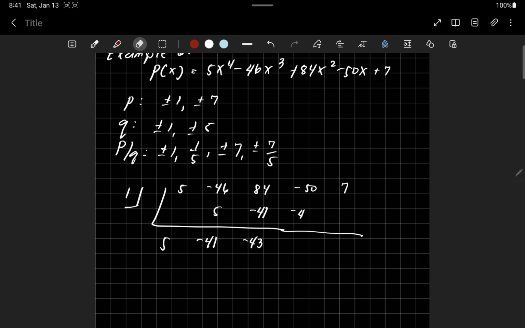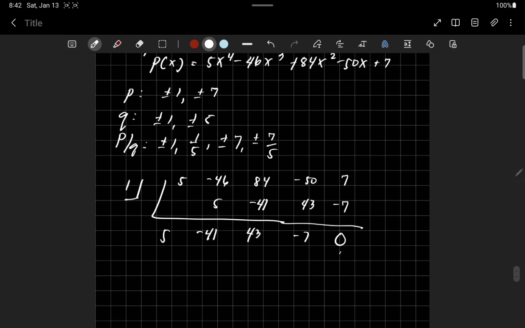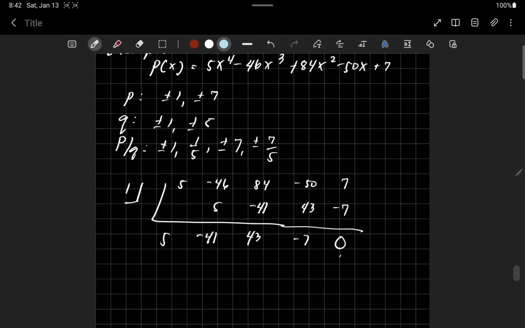84 plus negative 41 is positive 43. And 43 times 1 is 43. Negative 50 plus 43 is negative 7. Negative 7 times 1 is negative 7. Then, 7 plus negative 7 is 0. Okay? So, therefore, 1 is one of the roots of our equation.